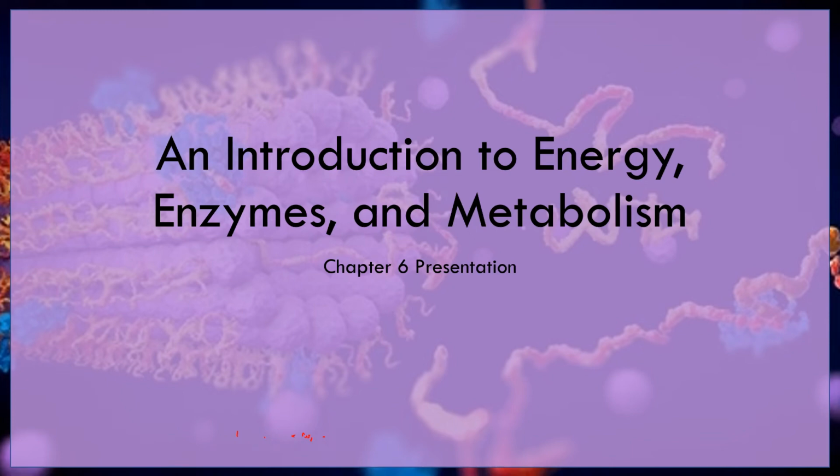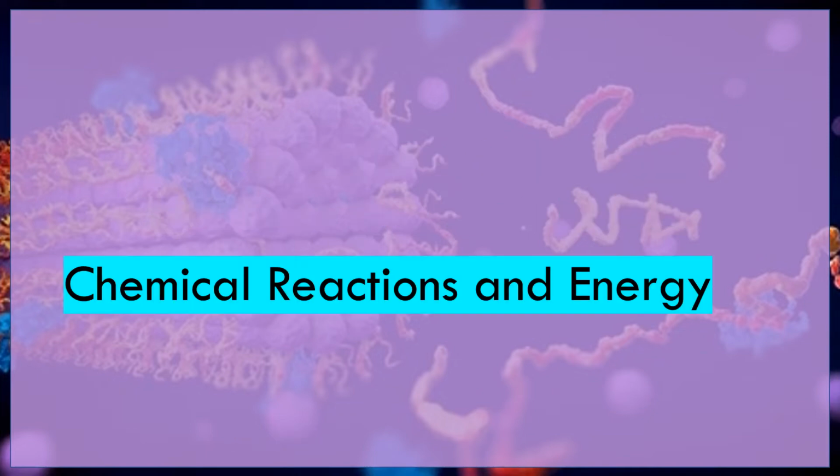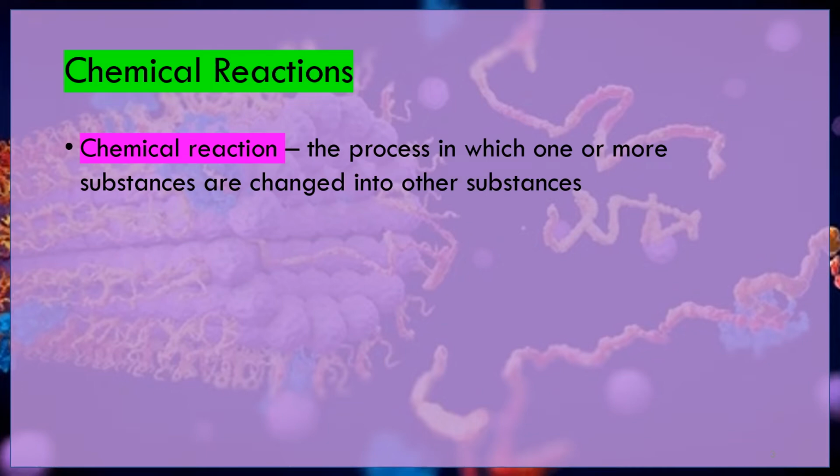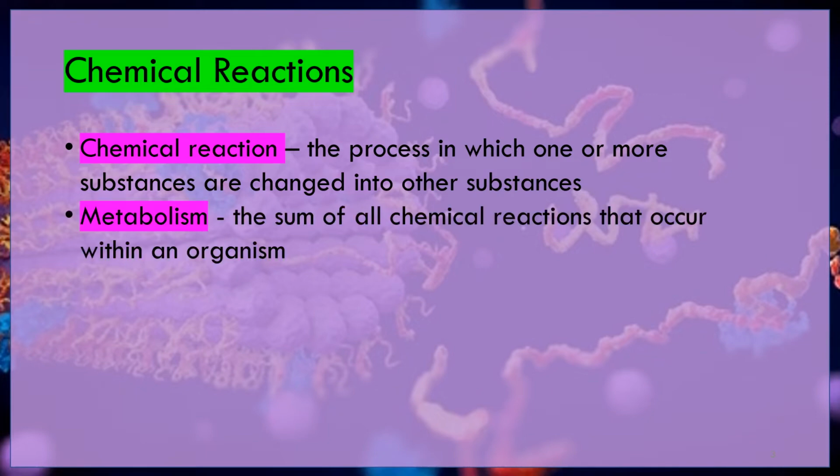Hello, and today's lecture is an introduction to energy, enzymes, and metabolism, chapter 6, reactions and energy. Going with chemical reactions, the definition of a chemical reaction is the process in which one or more substances are changed into another substance. This focuses on metabolism, and metabolism is the sum of all chemical reactions that occur within an organism.